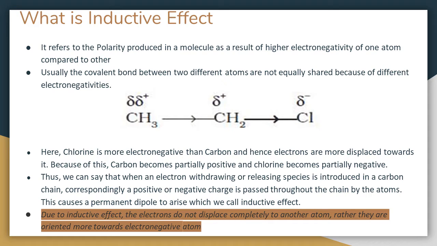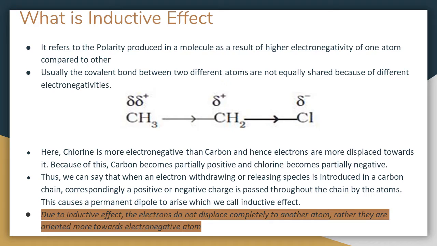First, we should know what is meant by electronegativity. It is the ability to attract the electron towards itself. When we say a molecule is highly electronegative, it has the more potential to attract the electrons towards itself. So let us take an example here.